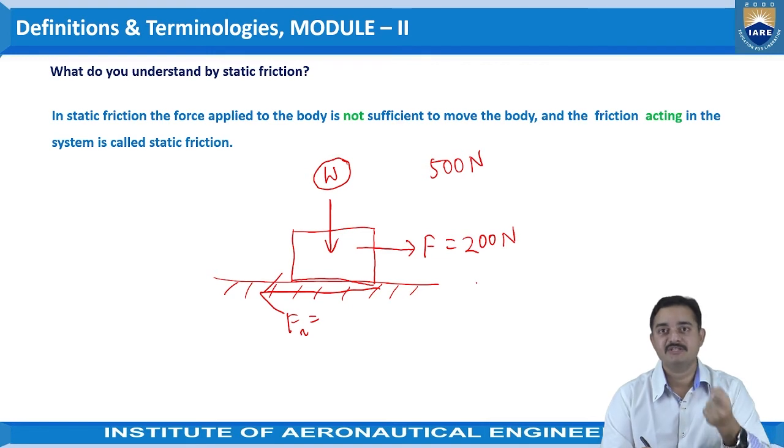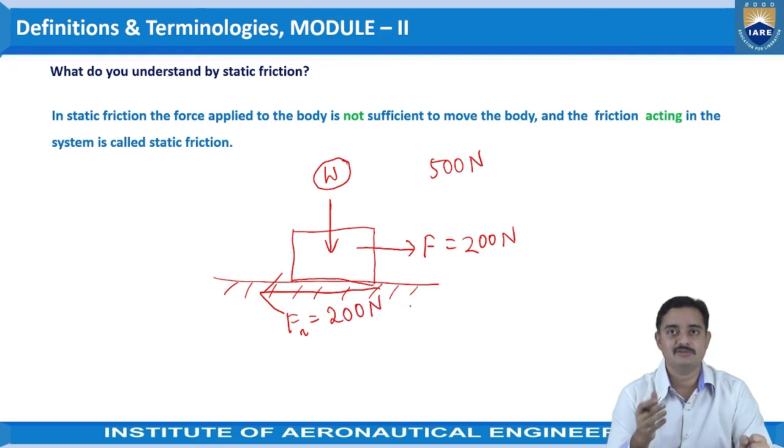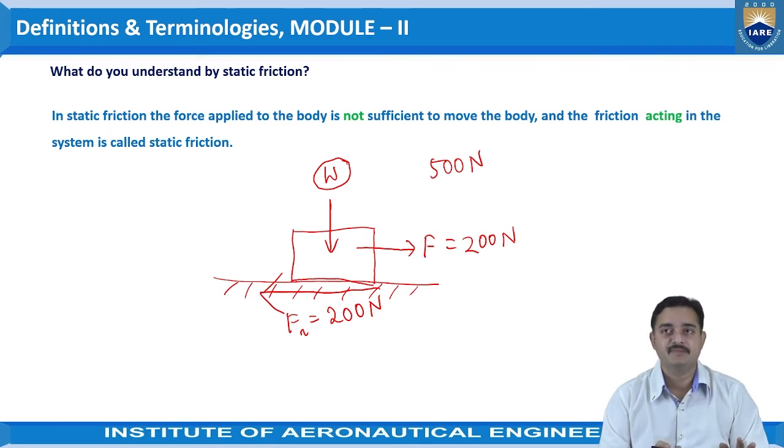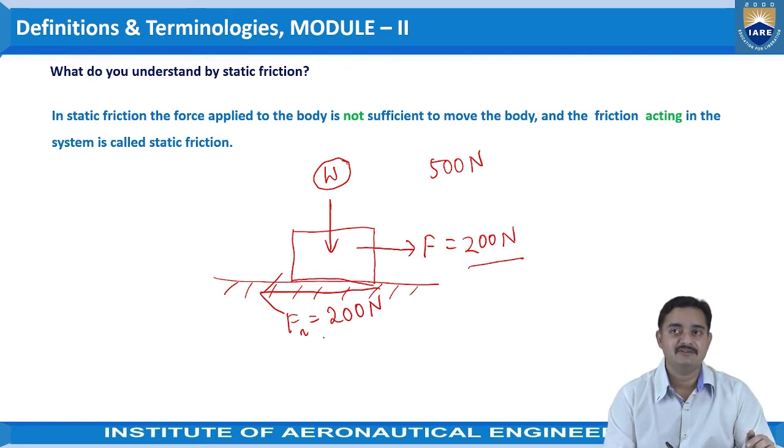Now let us say a force of 200 newtons is being applied. Then the frictional force will also be 200 newtons. Why? Because whatever force we are applying on the object, the exact magnitude will be reflected in the static condition in the opposite direction. Will the object move? No. The 200 newton force is not sufficient for the object to move. So we are applying 200 newtons and the frictional force is also 200 newtons.